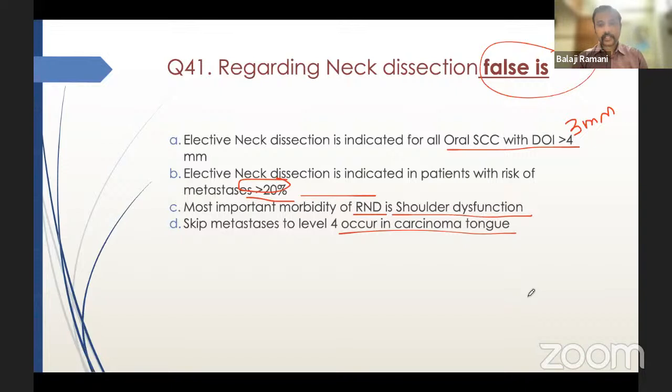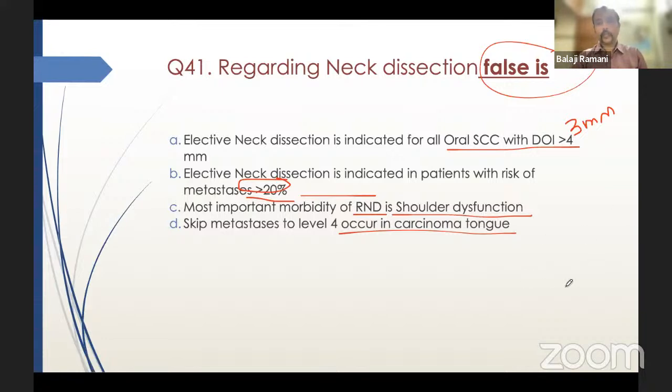In which case is a neck dissection not done? Not CIS. Yes, lip primaries. Why will you not do it in lip primaries? So less than 5% node metastasis.